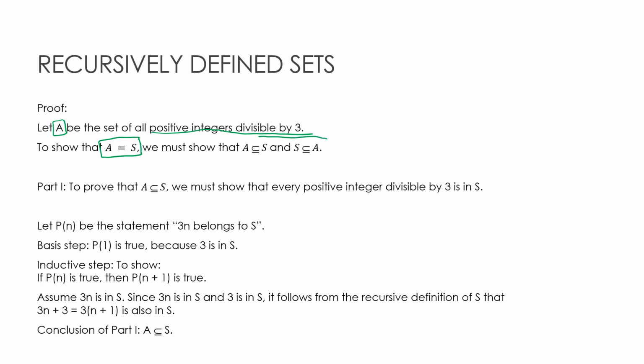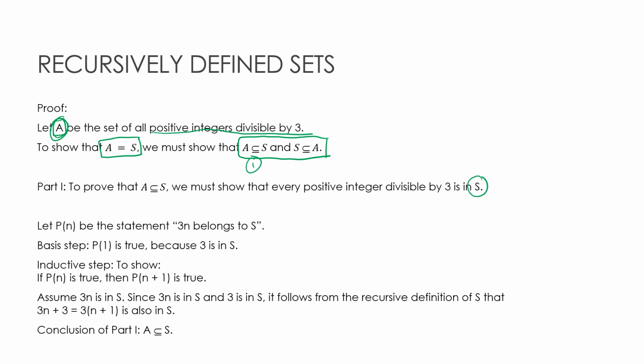In order to show, and hopefully you remember this from discrete mathematics, that two sets are equal, we have to show that each set is a subset of the other, and therefore they must be equal sets. It doesn't matter which one you do first, but we'll start with this one. Let's prove that A is a subset of S, which means every element in A belongs to S. So we must show that every positive integer divisible by 3, because that's what A is, is in our set S. We're going to use induction to show this.